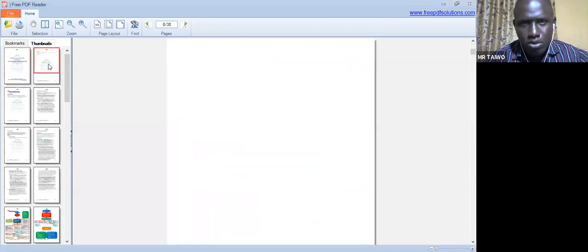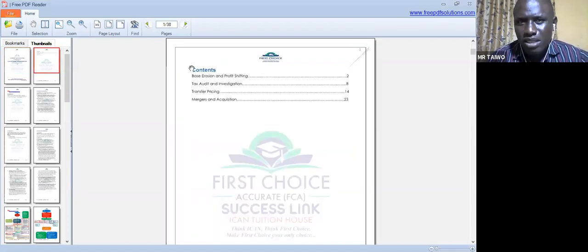So let us continue. Today, I will be talking about these 4 topics. You know, we have about 20 topics in your syllabus, I mean, 2021 or thereabout. Some of these topics I actually picked from what you have in your syllabus. The first is base erosion and profit shifting. This happens to be a new topic in your syllabus. BEPS, base erosion and profit shifting. The second one is tax audit and investigations. The third one is transfer pricing. And the fourth one is mergers and acquisitions. I'm quite sure that one or two of these will obviously come out in your exam.